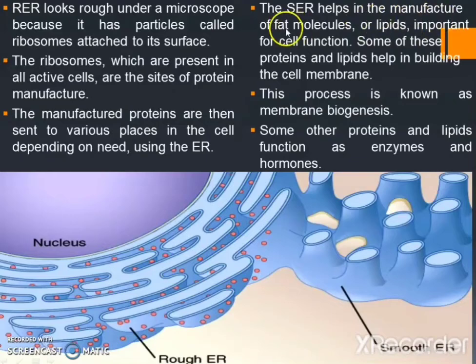And what is the work of smooth endoplasmic reticulum? They help in the manufacture of fats or lipids, and it is important for cell function. Some of these proteins and lipids will help in building the cell membrane. So the protein from rough endoplasmic reticulum and lipids from smooth endoplasmic reticulum will help in building the cell membrane, and that process is known as membrane biogenesis. And some other proteins and lipids function as enzymes and hormones.